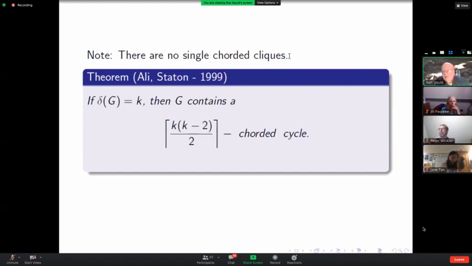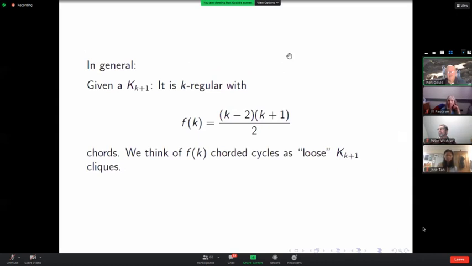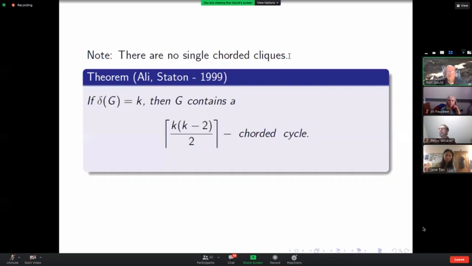So, as is obvious here, there are no single chorded cliques. That doesn't say much. But Ollie and Staten back in '99 showed that if the minimum degree of G was k, then G would contain a chorded cycle with a ceiling of k times (k minus 2) over 2 chords. Now let's compare that back to this. Our function is (k plus 1) times (k minus 2); theirs is just k.